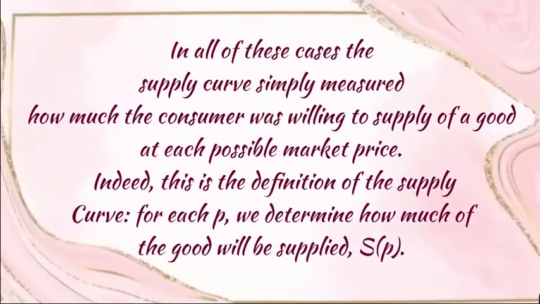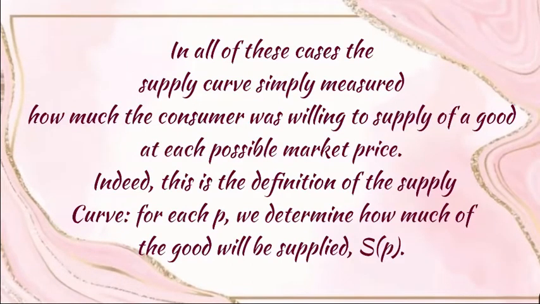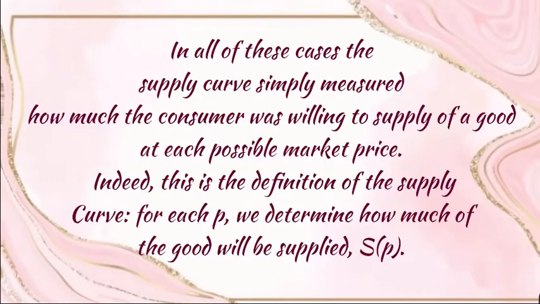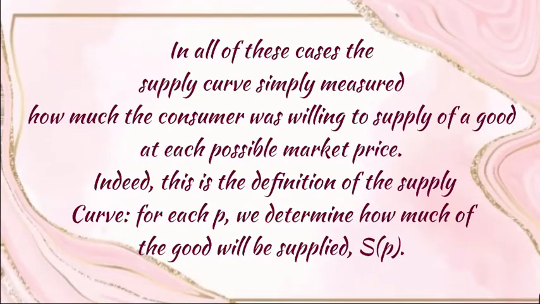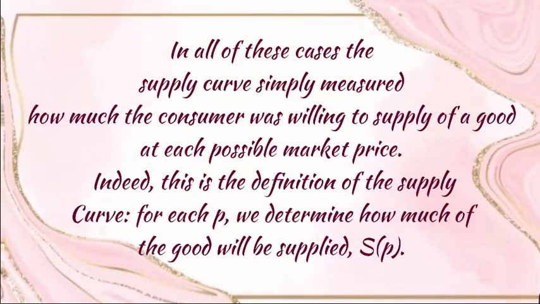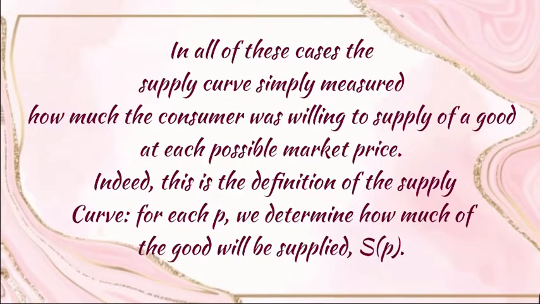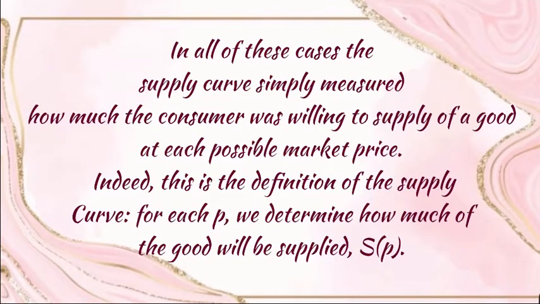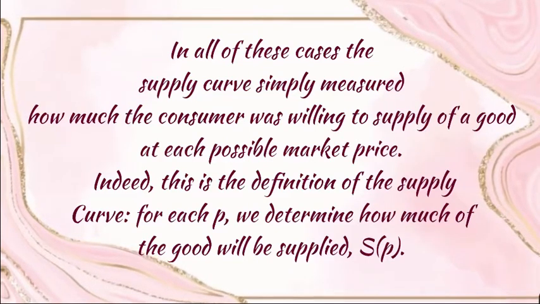For the first, let's talk about supply. In all of these cases, the supply curve simply measures how much the producer is willing to supply of a good at each possible market price. This is the definition of the supply curve. For each P, we determine how much of the good will be supplied. Let's call it P.